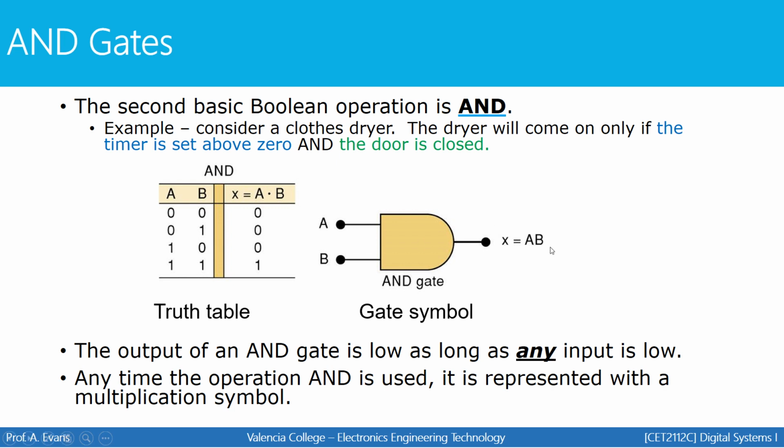Notice with the expression for the output right here, we use multiplication to represent AND. So you can represent it the same way you would represent multiplication in an algebra class. You can use a dot like is shown here, or you can just put the two variables right next to each other to indicate that this is AND. So if I were to read this expression out loud, I would not say x equals A times B. I would see the multiplication and say x equals A and B. Multiplication represents the idea of AND.